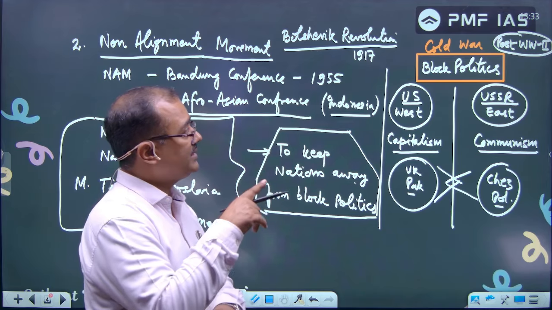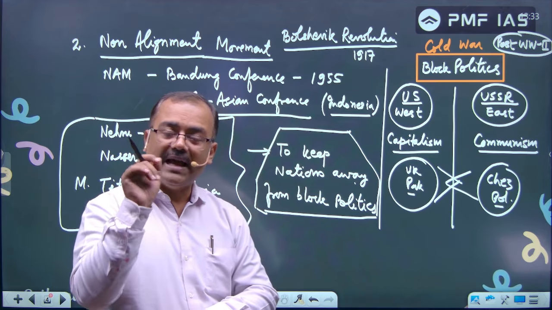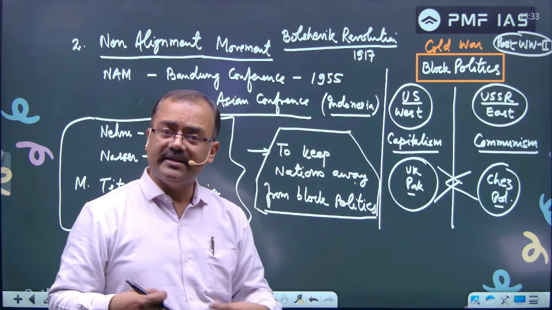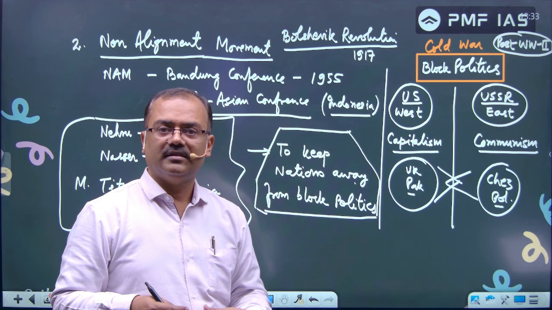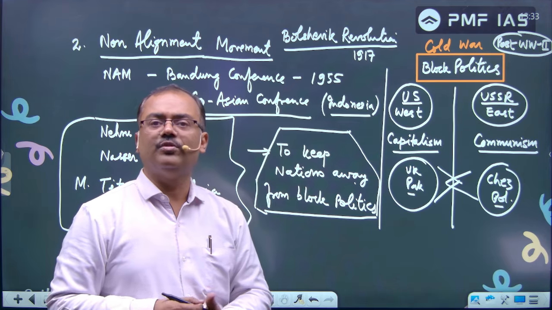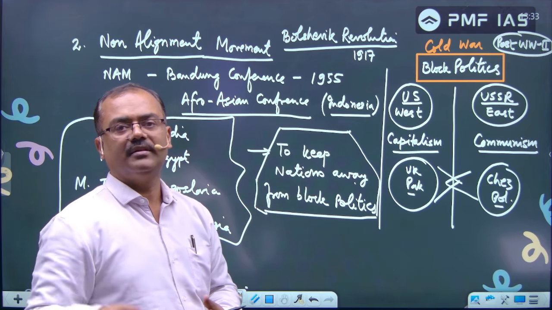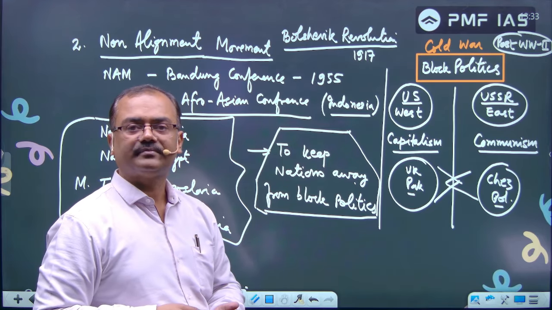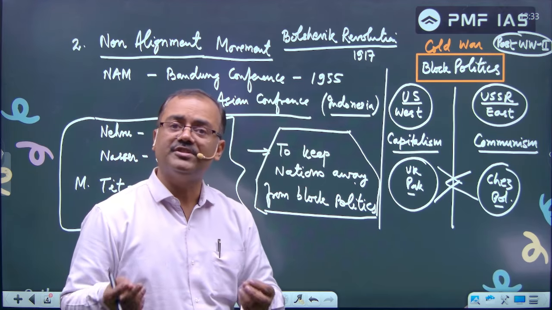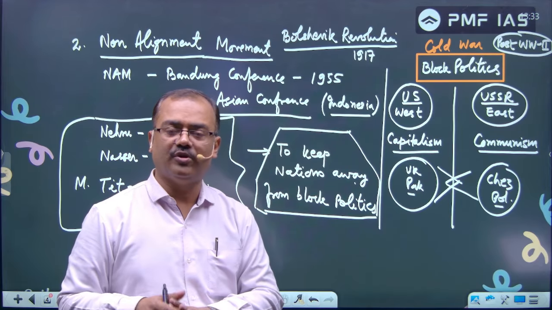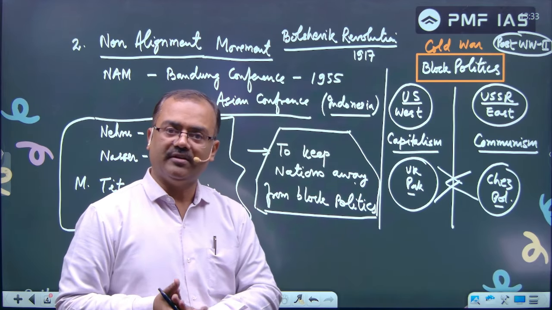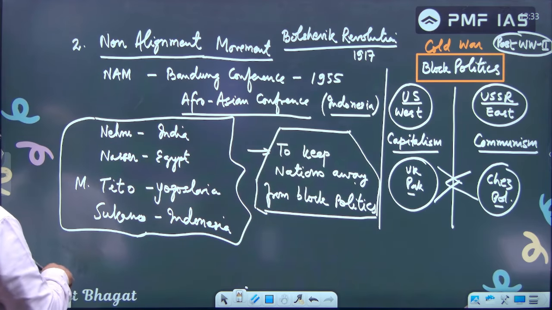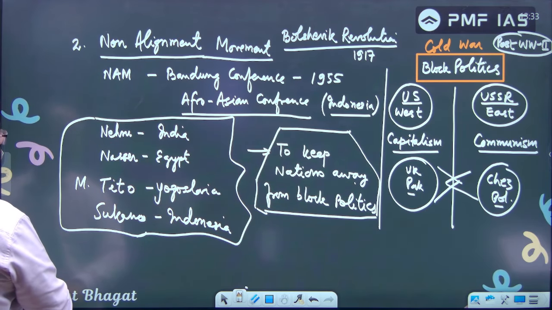But that also shows Nehru was not a blind idealist. Here, in the interest of the country, he could become close to some of the countries of the bloc politics. So Nehru's realism was visible after the Indo-China war. Okay.